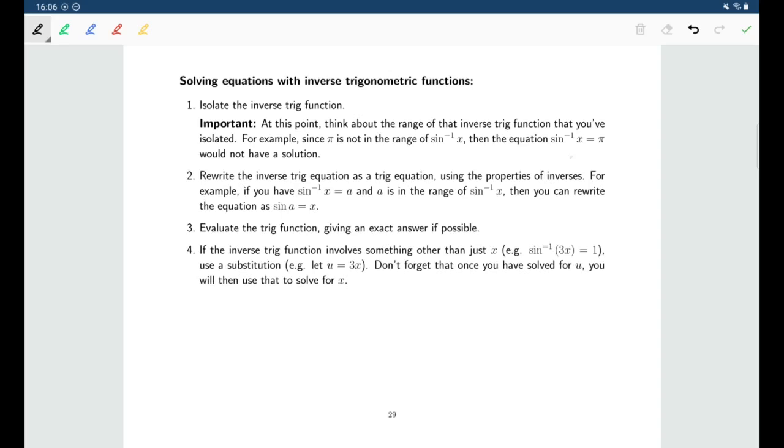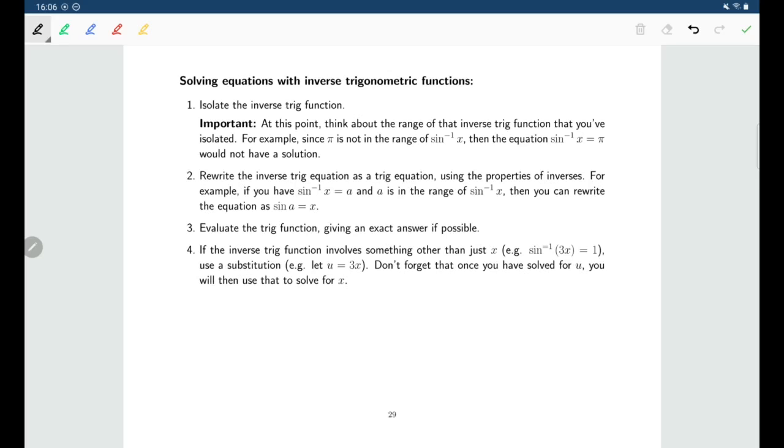So, for example, if you had the equation sine inverse of x equal to pi, you know that there would be no solutions because sine inverse only has output between negative pi over 2 and pi over 2. That sine inverse of x never has pi as a value that comes out of it. So that means sine inverse x equals pi would have no solution.